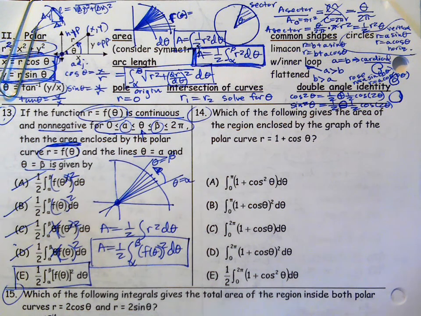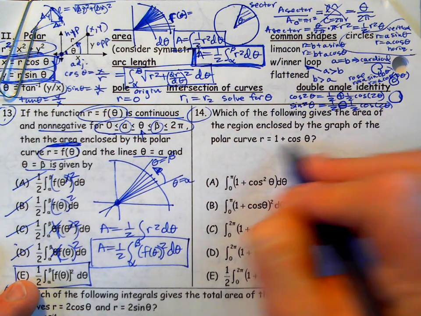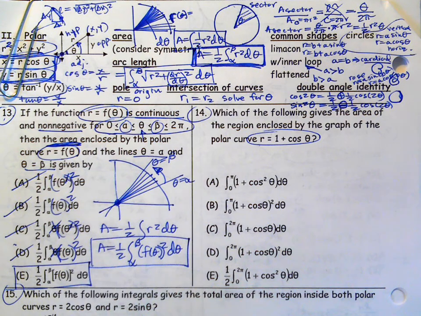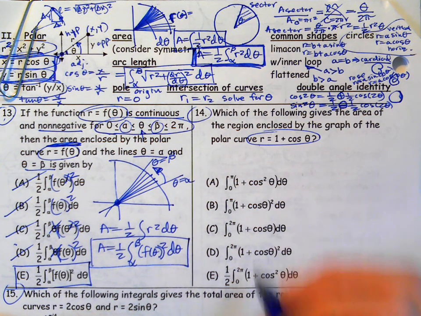There's this thing where most of these polar shapes have symmetry, and so often we'll integrate half of them and double it. And they often have answers that are based off that idea. So it's good to know the shape of the graph and maybe do a quick sketch of it to see where the symmetry lies, because I bet all of these are trying to make use of that.